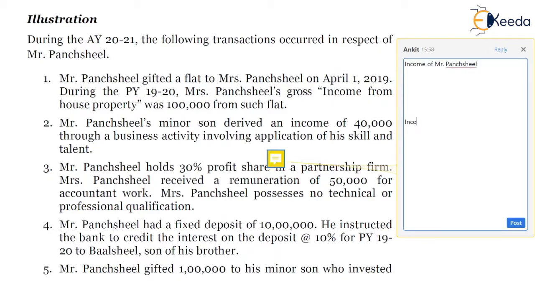Then comes income of Mrs. Panchsheel. This will help us to note down, as and when the transaction comes, the income in the respective head. So we have made three heads already, right? In the examination, what you can do is, you can draw four columns: particulars, then three columns, income of Mr. Panchsheel, income of Mrs. Panchsheel and income of minor son. If at all it is not clubbed, then it will be taxable in the hands of minor son, correct?